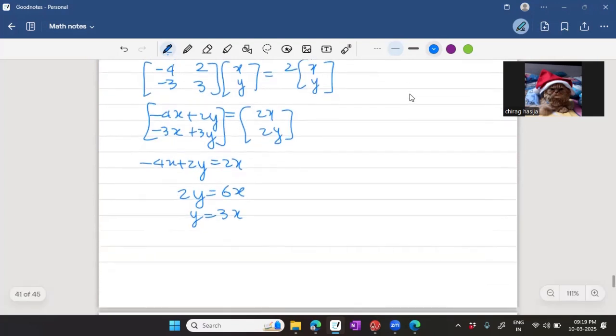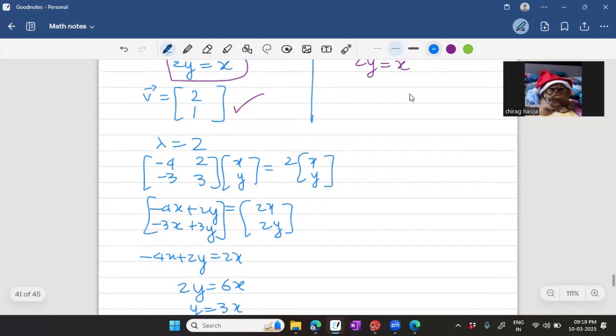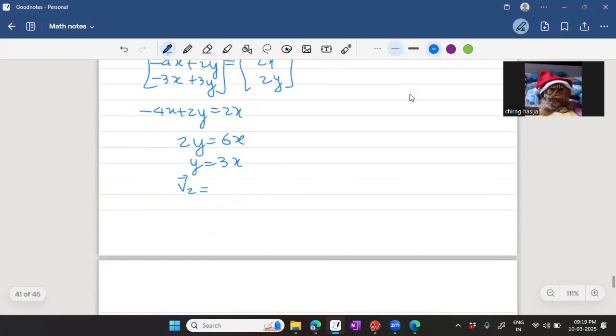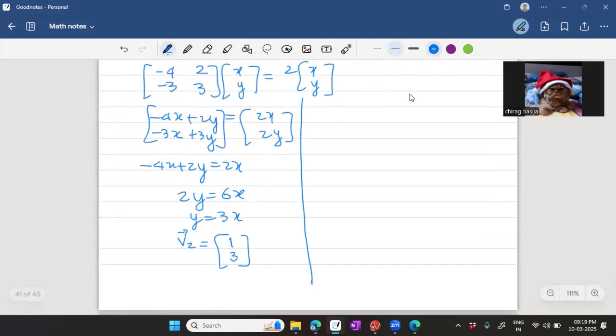If I want to find the eigenvector for this one, this will be the second one because that is my lambda 2, which is 2. So I can take x as 1, and y will be 3. And again, cross check. Always cross check this. Minus 3x plus 3y is equal to 2y. That gives us y equal to 3x after simplification, the same thing. So the answer that we've got is correct.